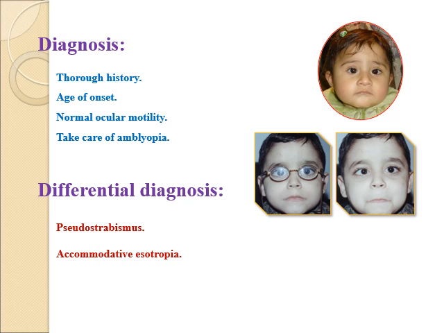Accommodative esotropia. In fully accommodative esotropia, the squint is corrected by glasses. If it is partially accommodative, then the treatment is glasses followed by surgery to correct the residual part.